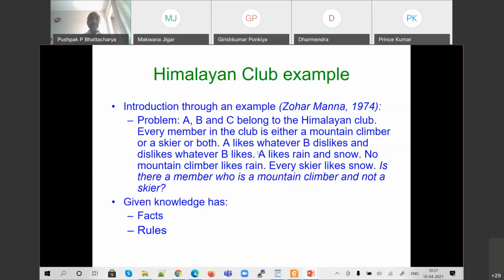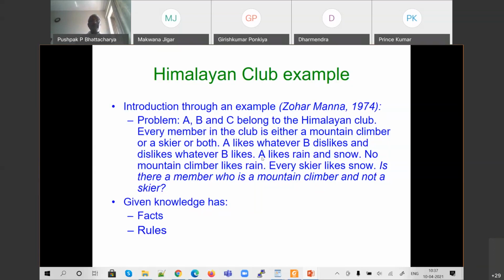Law of contraposition. Now, B is a member of the club. B is not a skier, and every member is either a mountain climber or a skier or both. So B must be a mountain climber. So the answer to the question, is there a member who is a mountain climber and not a skier, is yes. And as a side effect, we obtain the answer as B. B is that member.